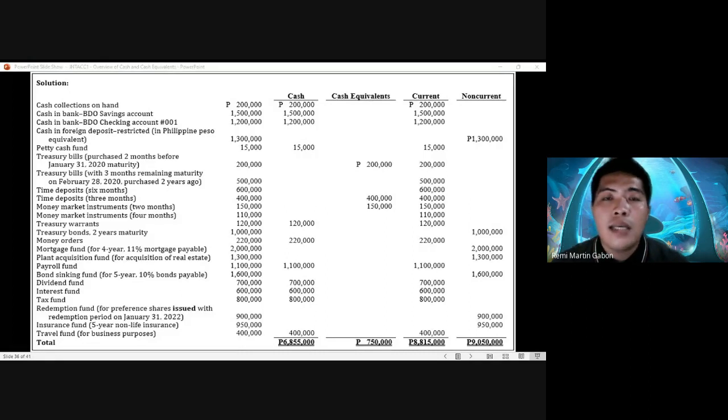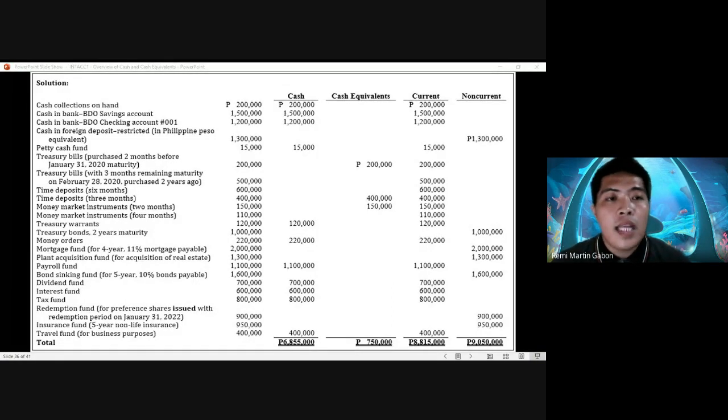So part lang siya ng current assets. Okay, part lang siya ng current assets. Next, we have treasury warrants. Okay? As we have discussed before, part of cash yung treasury warrant. So automatic yan. Part of cash, part of current assets.